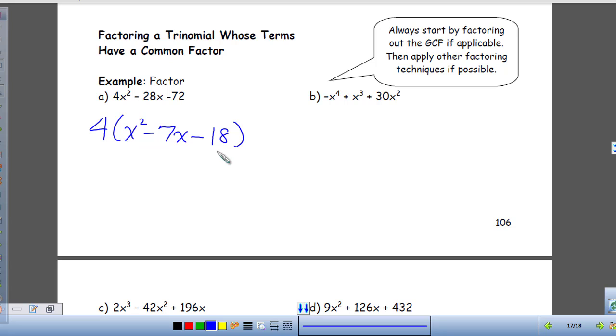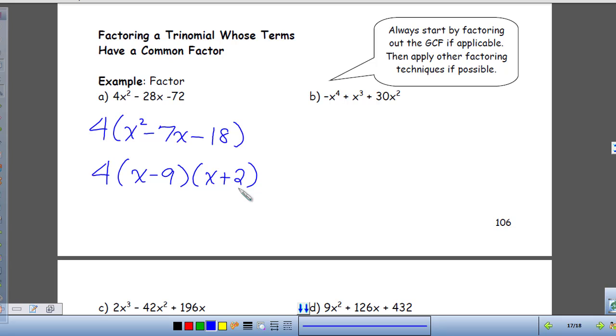Now I've got this trinomial where the leading coefficient is 1. So what do I do? Look at the constant term. Look for those factors that add up to the middle term. They're going to be what? 9 and 2. Which one's going to be negative? So x minus 9, x plus 2, and we're done.